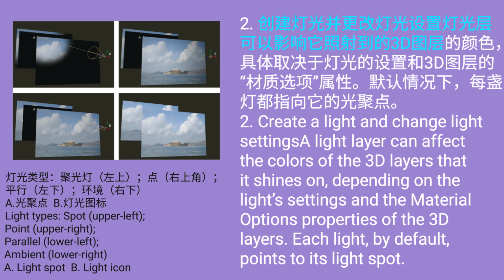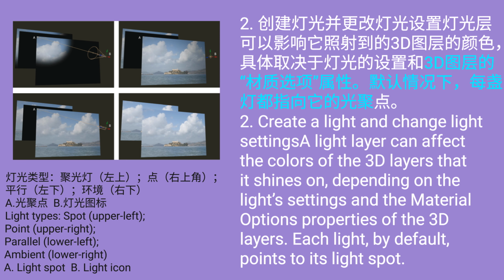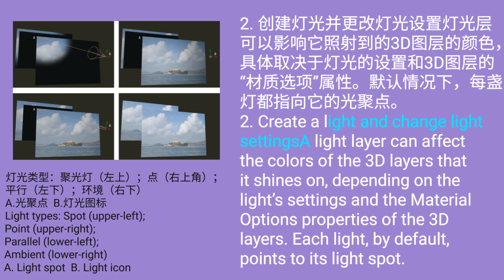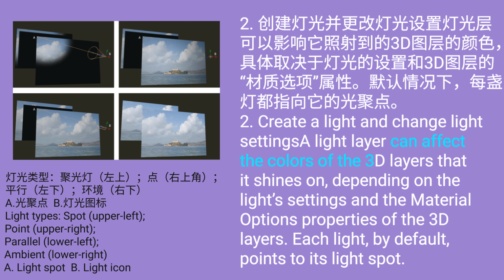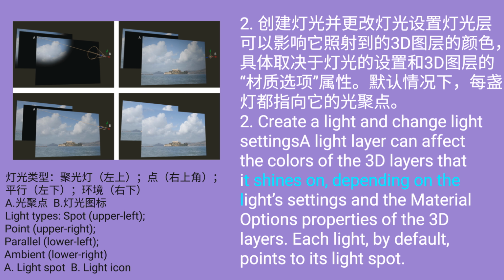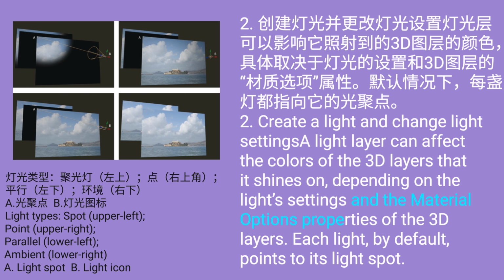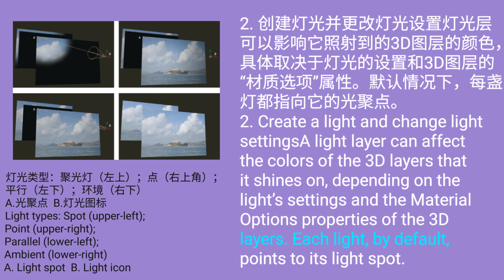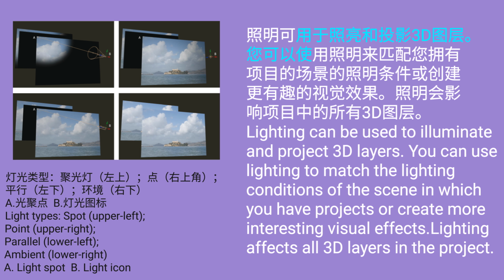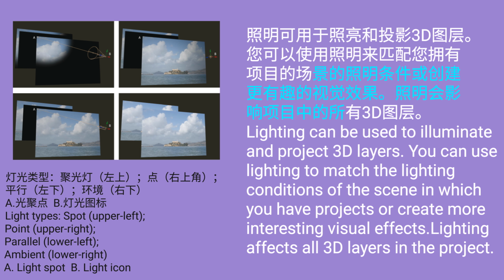2. Create a light and change light settings. The light layer can affect the colors of the 3D layers that it shines on, depending on the light settings and the material options properties of the 3D layers. Each light by default points to its light spot. Lighting can be used to illuminate and project 3D layers.